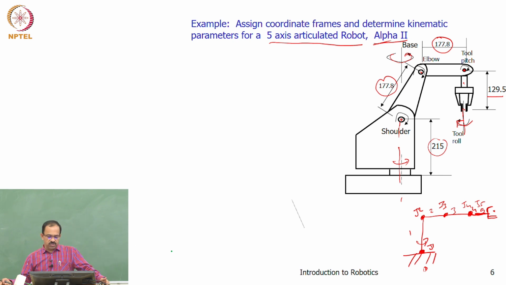Okay, now the next step is basically to assign the base coordinate frame. So we need to give a base coordinate frame. How will you assign the base coordinate frame? What is the procedure?